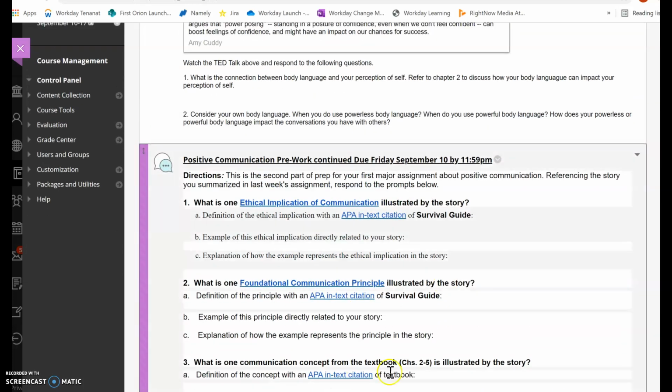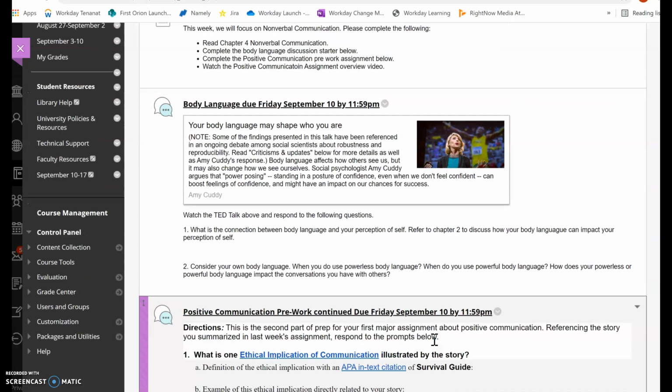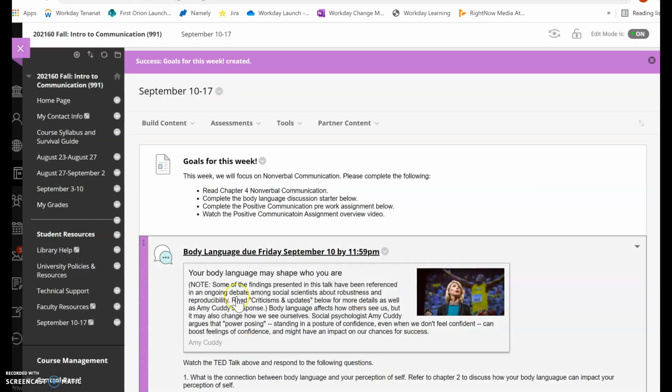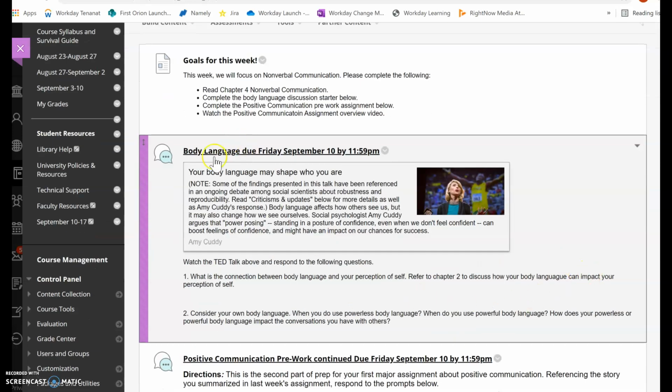So if you do this, and if you do the work last week, then you've done the worksheet portion, and that's a lot of really good prep for you to then have plenty of time to record your video and write your paper. Now, in addition to that, this week we're going to be looking at nonverbal communication. So this is a great TED Talk about how body language shapes who you are. I want you to watch it, and then I want you to answer 2 questions.